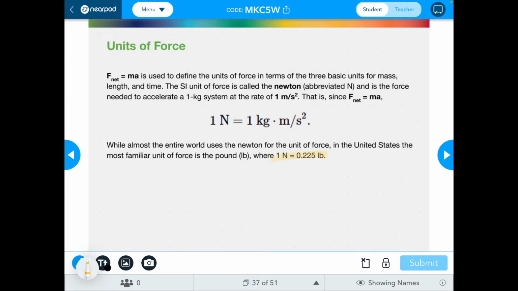Now, typically when people outside of the U.S. go to the doctor, they're not going to tell them their weight in newtons. They're going to give them their, quote-unquote, if you could see me, I'd be doing air quotes, their weight in kilograms. But that's not true. They're giving them their mass, not their weight.